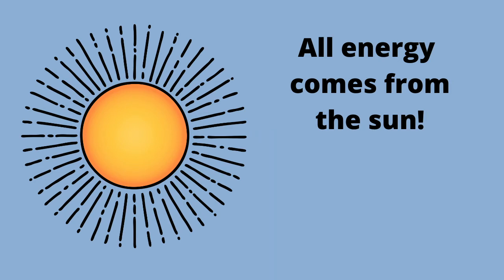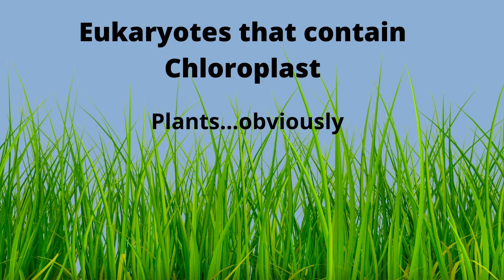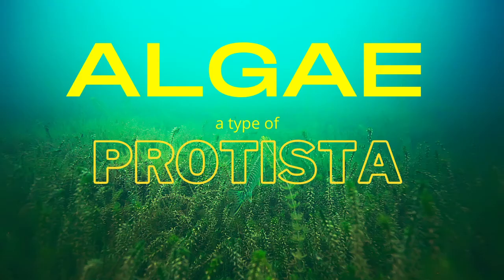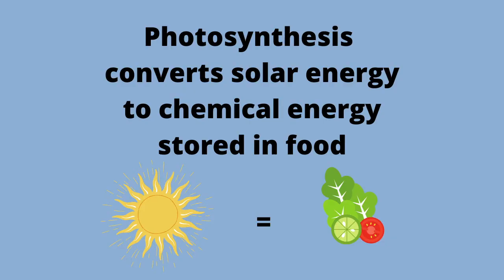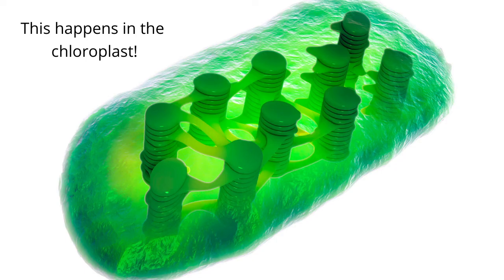Eukaryotes that contain chloroplast are plants, obviously, but chloroplast is also found in some protists, such as algae. And don't forget that Protista is one of the kingdoms of the eukaryotic domain. Photosynthesis converts solar energy to chemical energy stored in food, and this happens in the chloroplast. You may remember the photosynthesis equation from previous years in school.